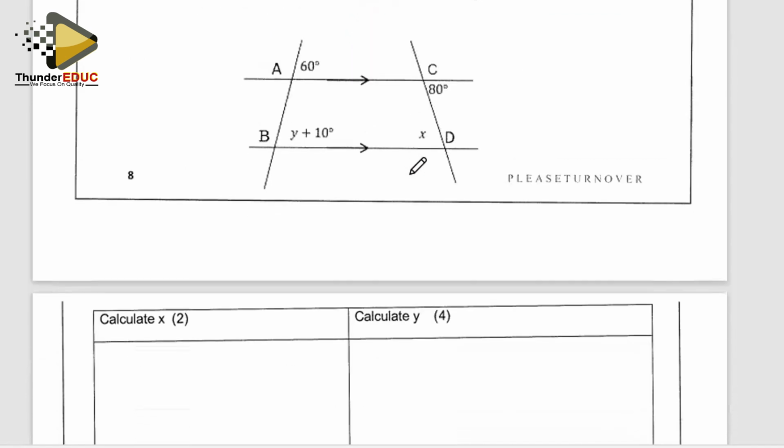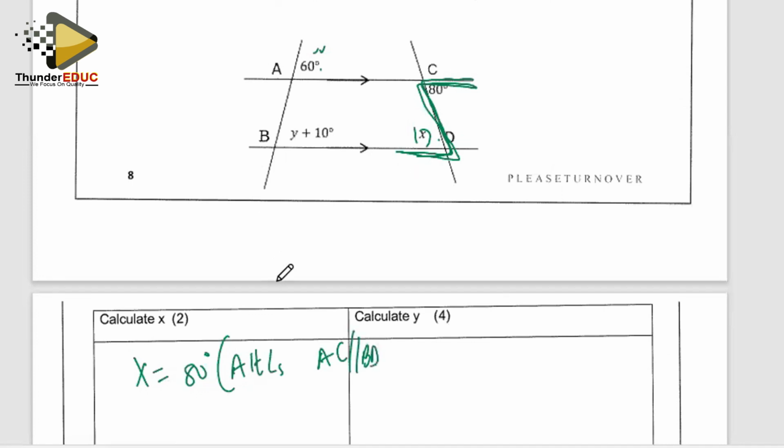Then 3.4. The diagram below, we are still dealing with parallel lines. Calculate the value of x, y with reasons. Okay. 2 marks for x. So how does x relate with 60? How does x relate with 80? So there's no link between x and 60, but I can find a link between 80 and x because there's a z or there's n. Okay, if that is true, which means x is going to be 80. Those are alternate angles because AC is parallel to BD. That is for the x.